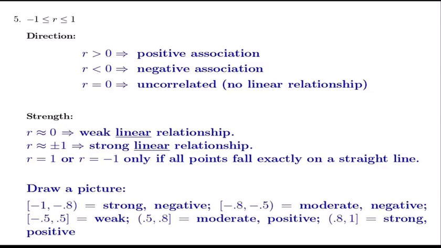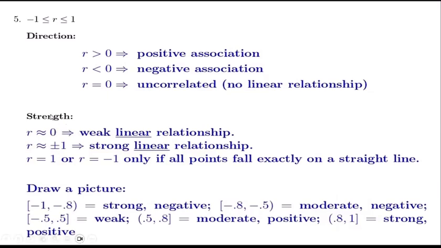So uncorrelated means whatever happens to X, whether X increases or X decreases, Y is unaffected. I'm going to say that again. When correlation between two variables is equal to zero, it means when one variable increases or decreases, the other variable is unaffected. Okay, that means there's no correlation.